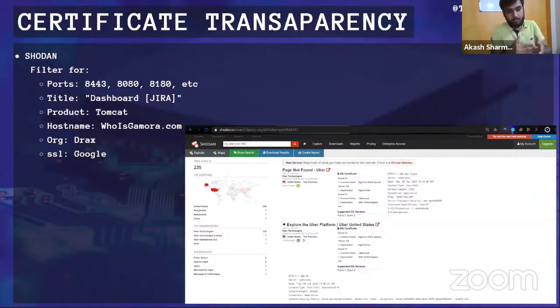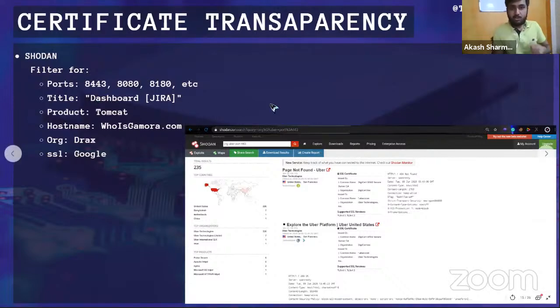You can filter for different kinds of things like ports, different port numbers. These are some default ones that you can go for. You can give a specific title, like it's a Jira dashboard, it's a Jenkins dashboard. The product is Tomcat, it's Apache, it's Struts or whatsoever. You can give a host name, and the organization who set it up or made it. And then you can talk about the SSL certificate provider.